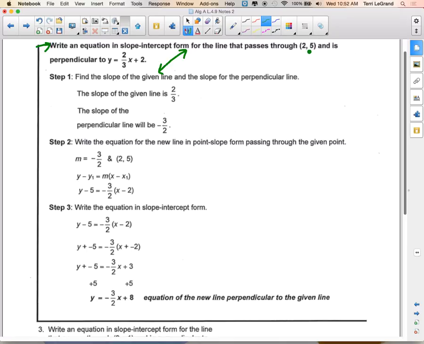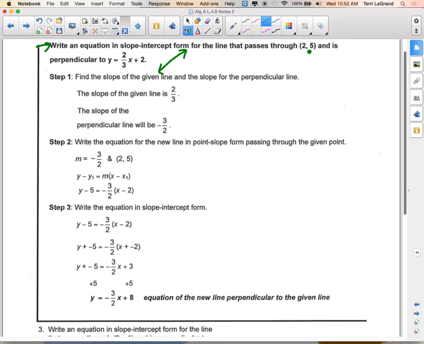But I already know right now, for them to be able to be perpendicular, what has to be true about that other equation's slope? It has to be positive or negative? It has to be negative. The new line has to have a negative slope.